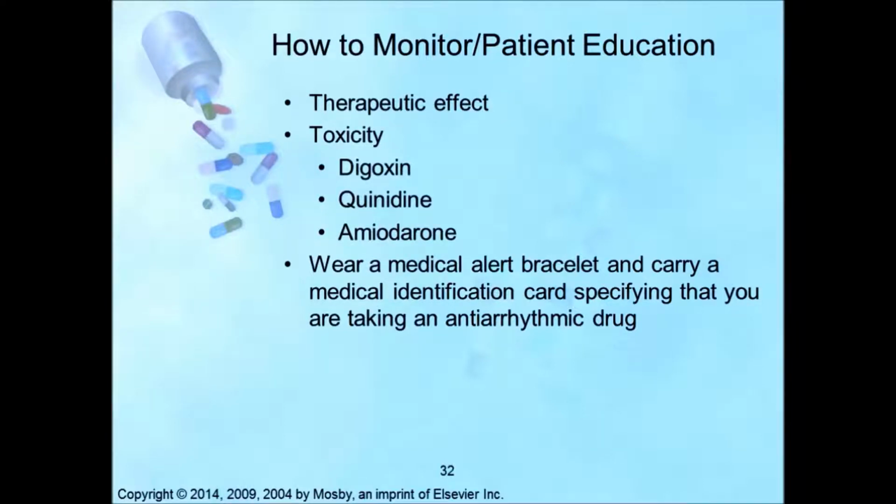For digoxin, therapeutic plasma levels should be maintained. For the patient, dosages should be decreased in persons over the age of 65, and you need to monitor the patient for development of toxicities.